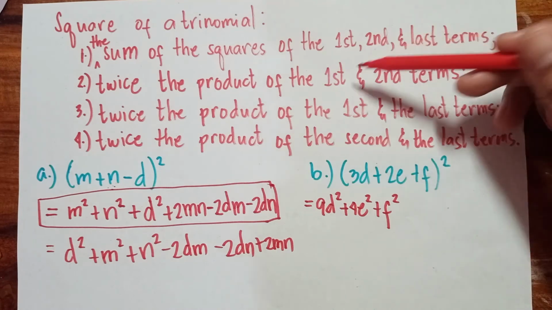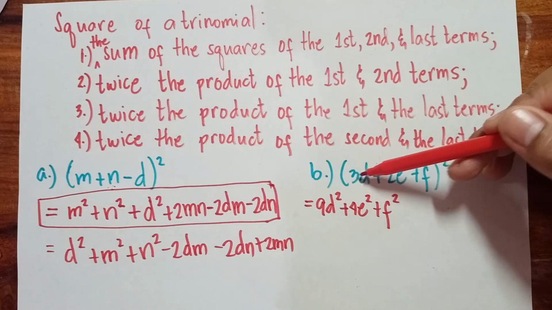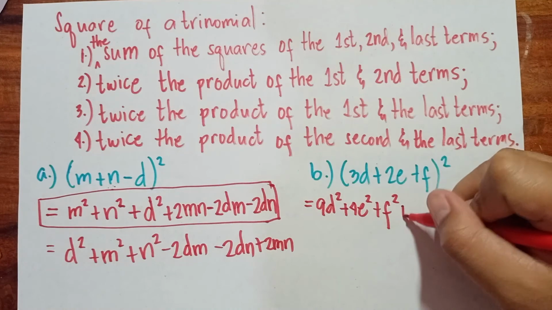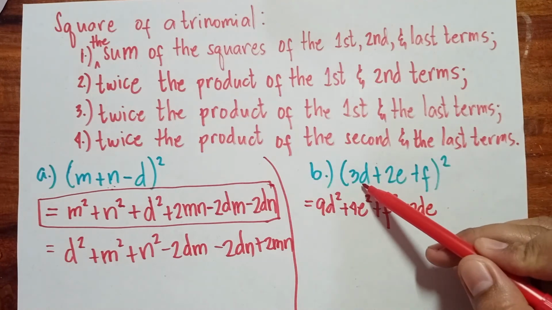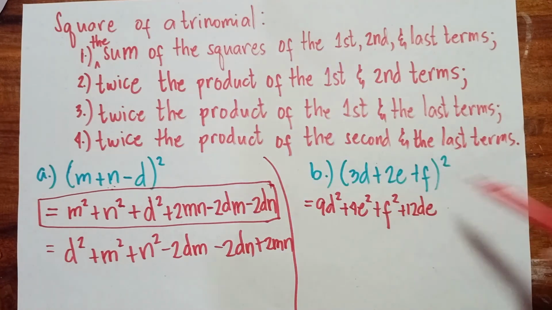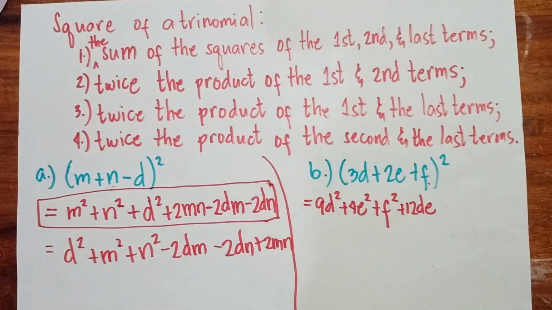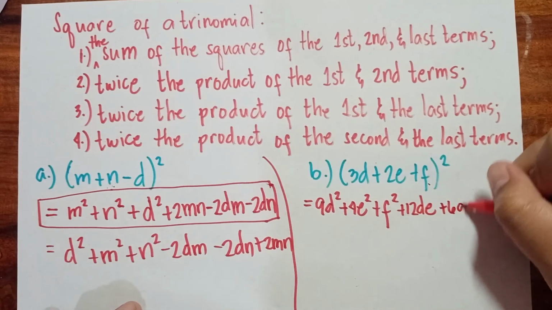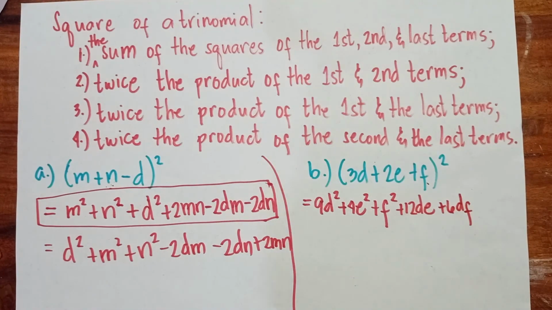Next, we multiply the first and the second term, then double it or multiply it by 2. So 3d times 2e, that is 6de, times 2, that is 12de. Okay? Next, multiply the first and the third term, then double it again. So 3d times f is, correct, 3df. Multiplying it by 2, that gives us 6df.